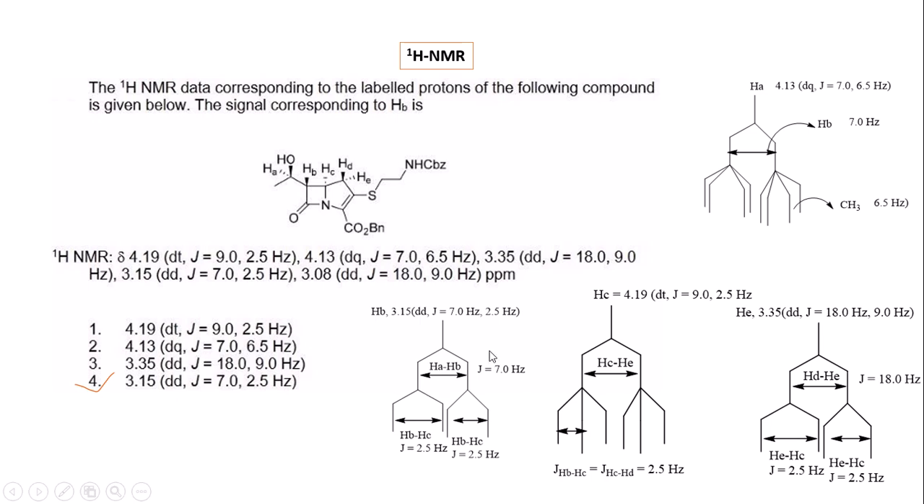Next, in case of HE, HE also is not attached to an electronegative element, but here the geminal coupling will occur between HD and HE with a coupling constant of 18 Hertz, and similarly HC and HE have a smaller coupling constant, due to the lowering of the dihedral angle. So this will be the lower chemical shift, and the geminal coupling leads to the higher coupling constant. So option 4 is correct.